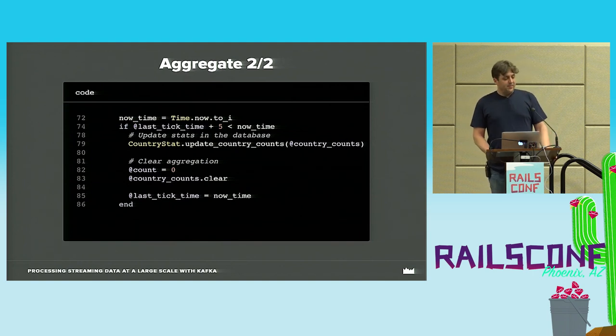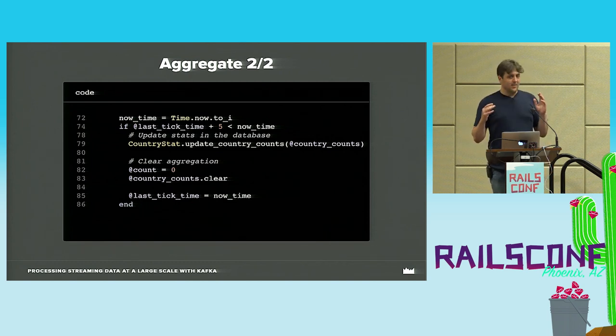And then we do this thing every 5 seconds. So this is part of the main loop. Every 5 seconds, this thing is invoked. And we call the ActiveRecord model we introduced earlier. So this will actually write out the whole current state of the country counts hash to the database. And then it will clear it on line 83. So after this is done, we will end up with an empty buffer again, and basically the whole process just repeats.